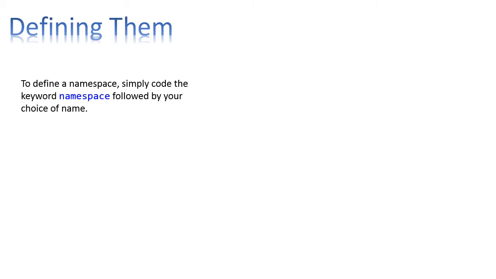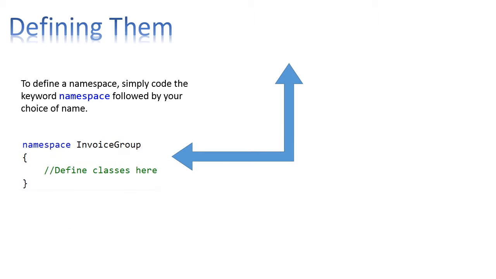When defining namespaces, we start out by coding the keyword namespace, followed by a name that we wish to give to the group. We can have as many classes as we want defined in a namespace. So in this example, we have namespace invoice group. There are some rules that govern how you can name a namespace, but we won't cover that here, and you can easily look it up on the internet.